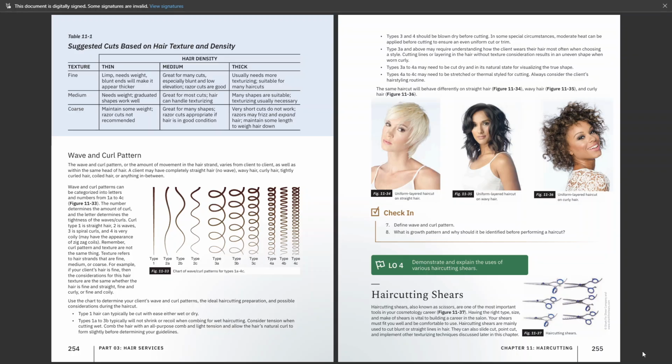Check in. Define wave and curl pattern. What is growth pattern and why should it be identified before performing a haircut?